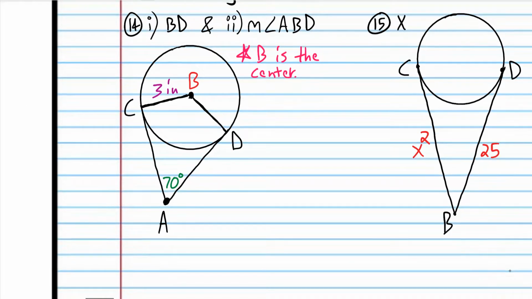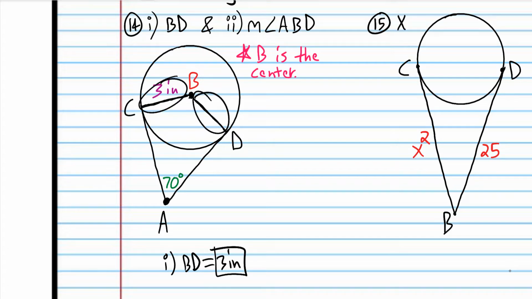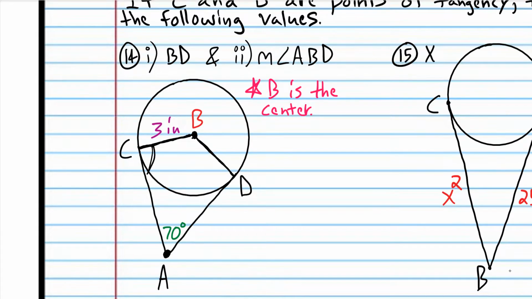And by the way, I forgot to do the first part of the problem. Part 1, BD, that's pretty easy. That's just 3 inches. That was kind of an easy one there. If this radius is 3, then this radius is 3. So anyway, we know that this angle is 90 degrees, and this angle must also be 90 degrees.